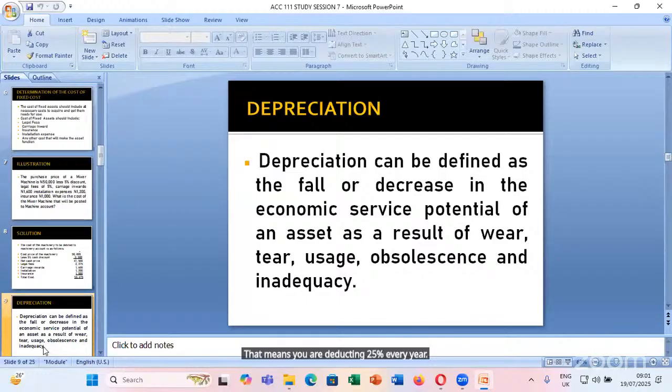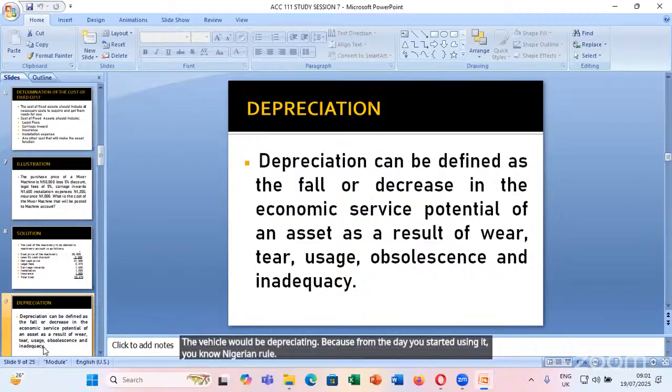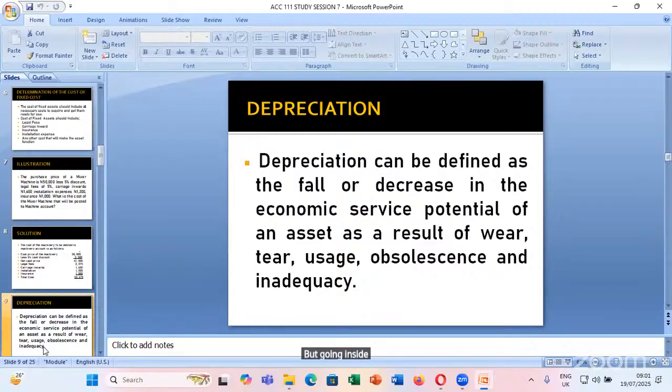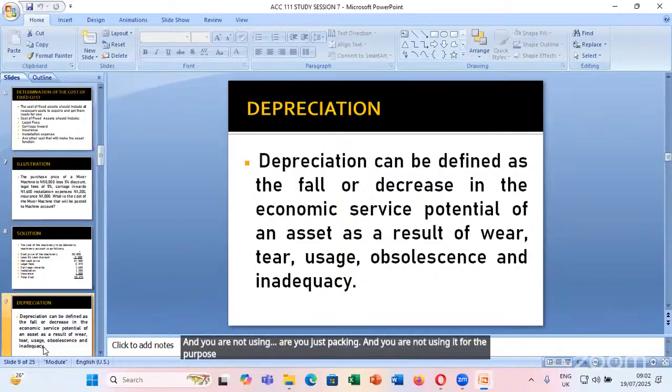As you are using the vehicle, it will be depreciating, because from the day you started using it, on the Nigerian road, going through mud, a mud road and all of this, the value of the vehicle is depreciating. It's no more the same thing the way it is. That is why we say, as a result of usage, through wear, tear, and obsolescence. If you buy a motor vehicle and you are not using it and you just park it, and you are not using it for the purpose of the business, you cannot start depreciation on it.